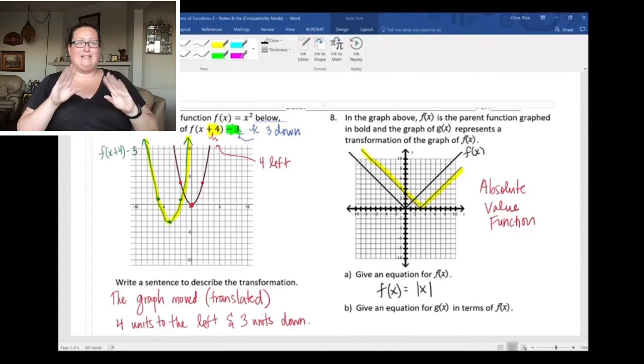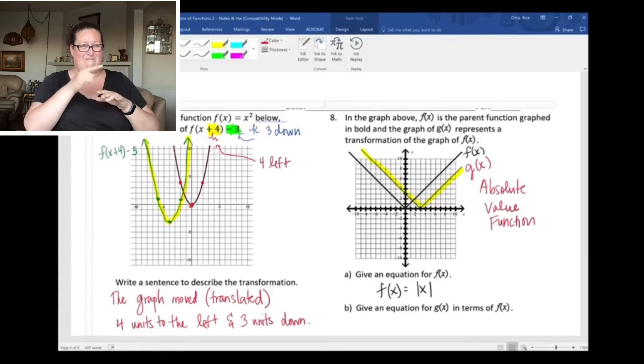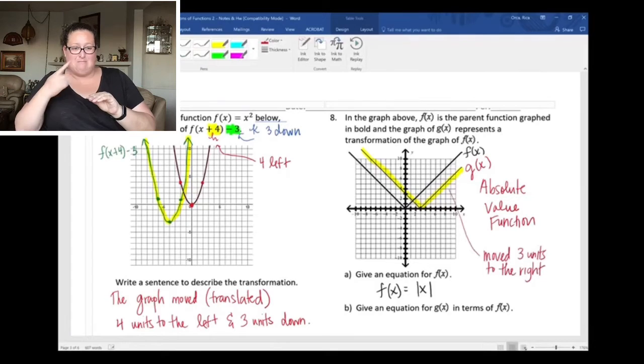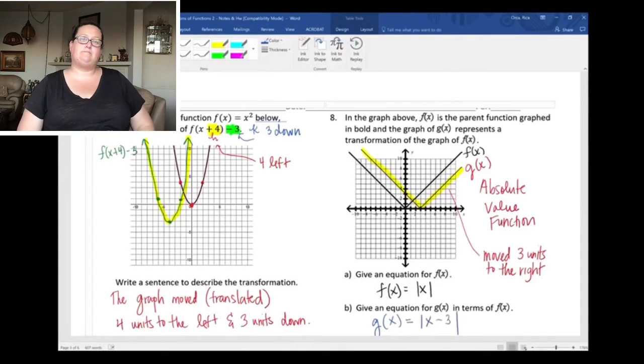Now I need to give an equation for g of x. G of x is going to be what we highlighted. If we look at the difference between f of x and g of x, notice how the difference between the two functions is that g of x moved 3 units to the right. And because it moved 3 units to the right, the function is going to be g of x equals the absolute value of (x minus 3). So it's inside of the absolute value bars because we moved 3 units to the right. And the 3 is negative because we have to do the opposite of what we see.